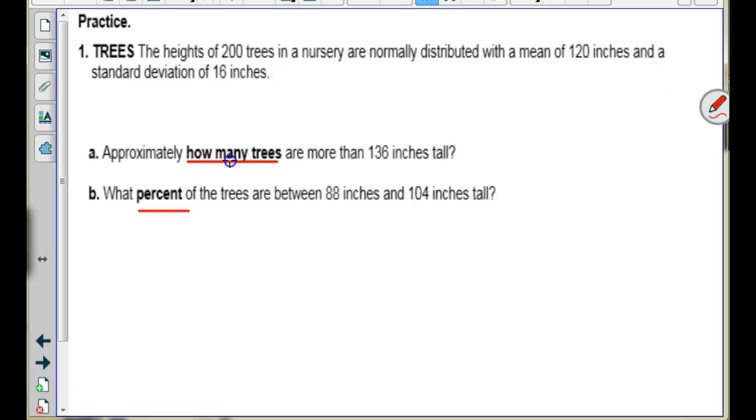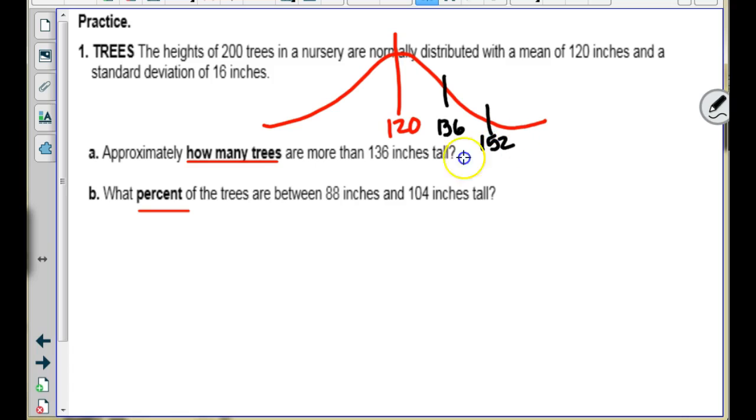All right. The heights of 200 trees in a nursery are normally distributed with a mean of 120 and a standard deviation of 16. So add some 16s and we get 136, add 16 more. What are we up to? Okay, it doesn't look like it goes that high for the question, so I'm going to stop there. 120 minus 16 would be 104. Minus another 16 would be 88. All right, I don't see numbers other than that in the questions, so I'm going to go with this.